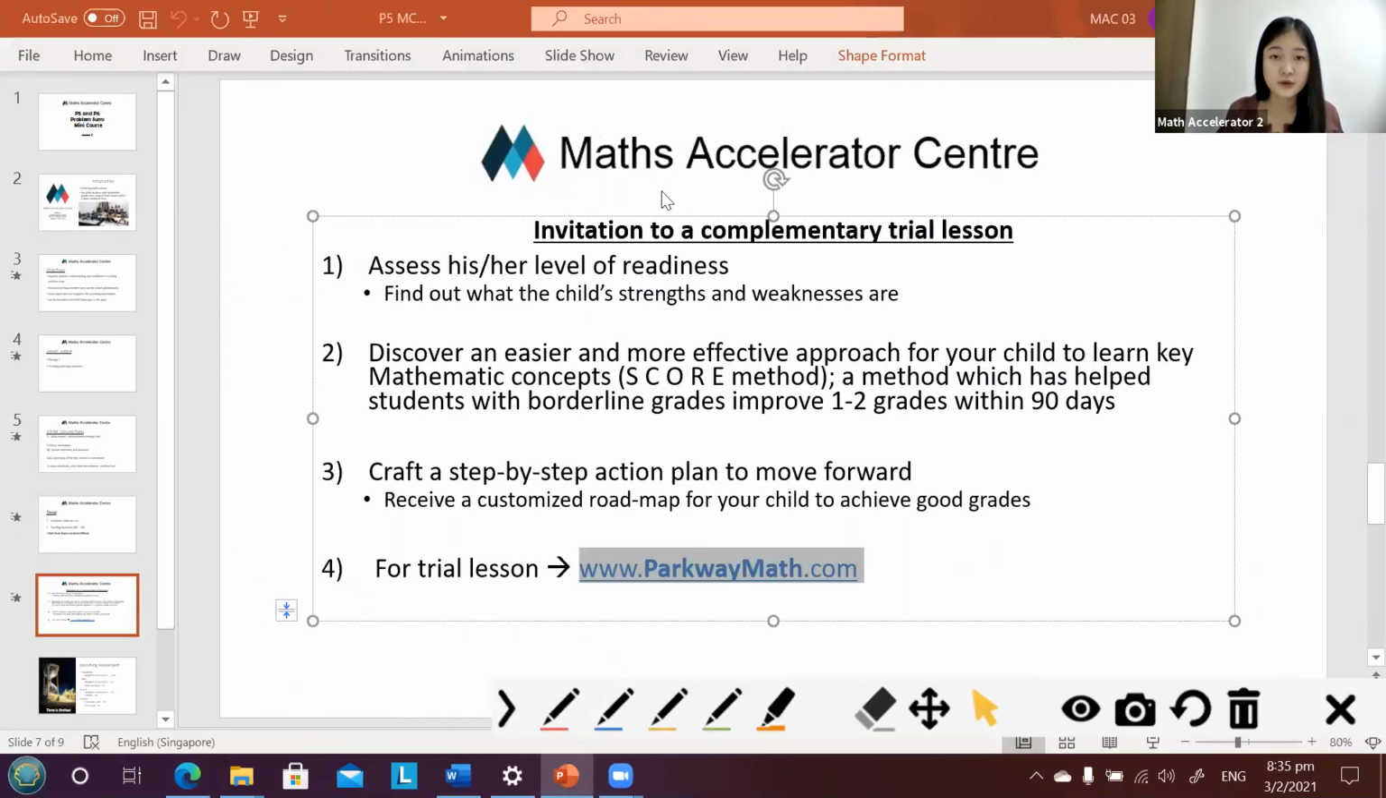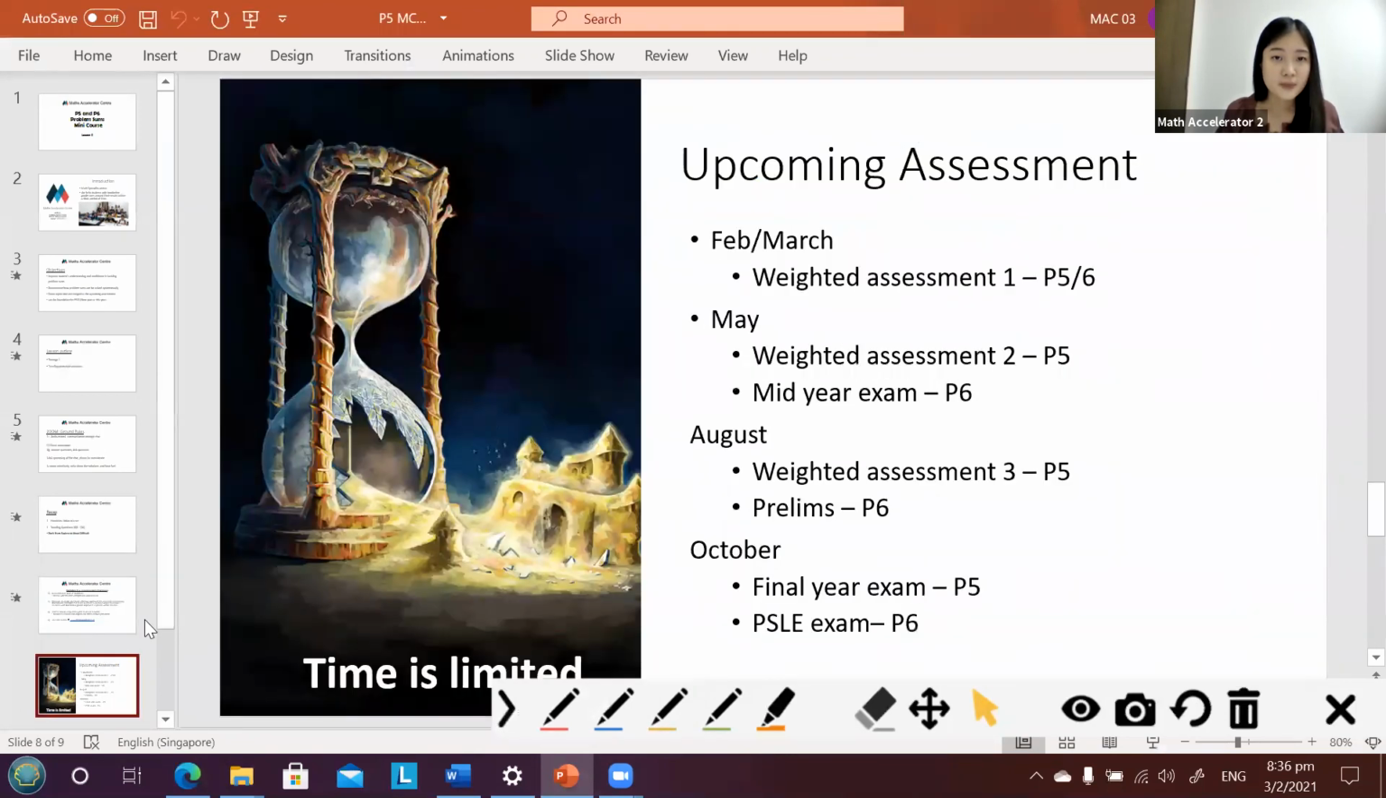If you want to get more in-depth in your problem sum strategies, do start preparing already. I know your upcoming assessments, in February and March is your WA for both P5 and P6. And in May, that will be a bit further up, your WA2, and for P6s, you have your mid-year exams.